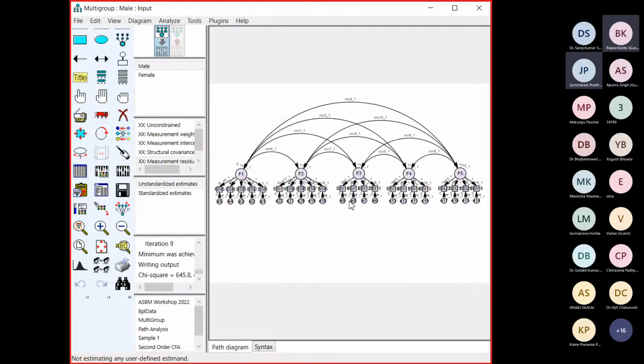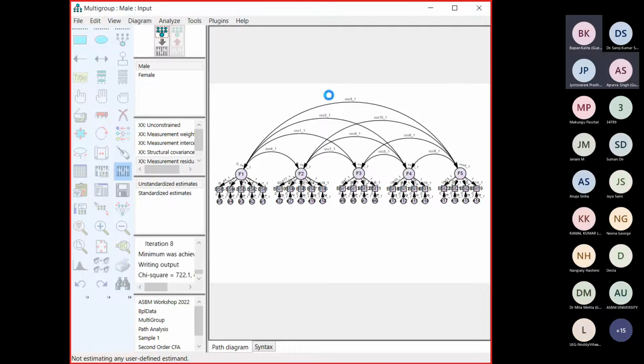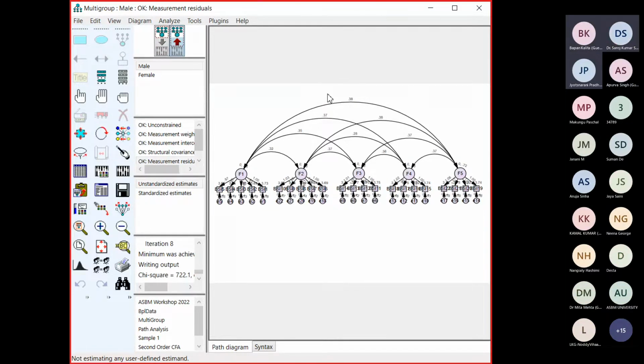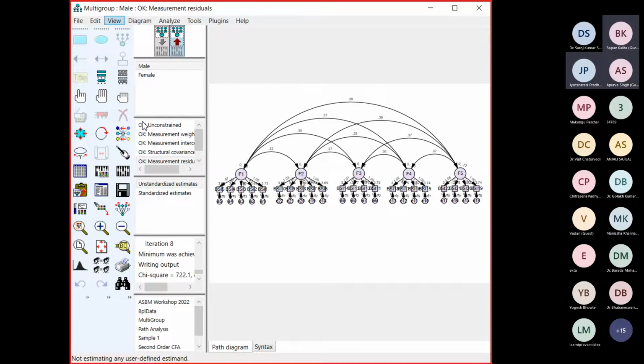Click OK. Now estimate. Calculate estimate. Yes. Now go to the text output. Do not be in a hurry. Go slowly. We are in a hurry and you are clicking here and there. Text output is appearing to you.